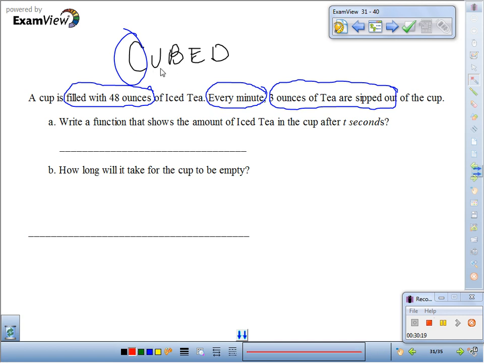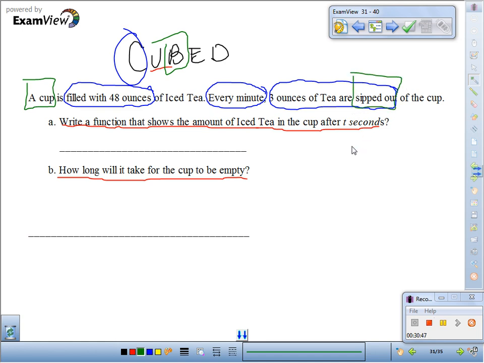Underline the question or questions. Write a function that shows the amount of iced tea in the cup after t minutes. And how long will it take for it to empty out? Okay. So, what are we talking about here? 1 cup? Oh, we're still not done. Let's box important information. They're talking about only 1 cup. What else? Sipped out. That's important. And the other one is every minute is important also. Okay. And exclude anything else, and let's draw our table.